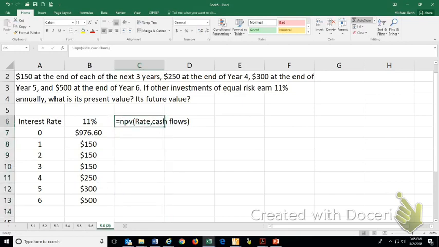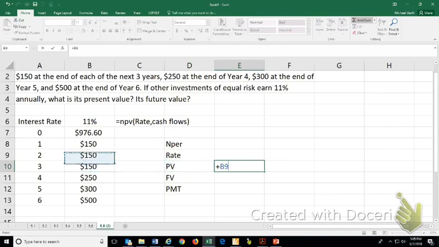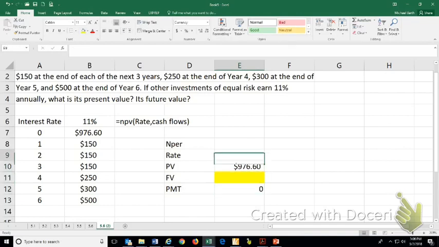So the simplest way to do this is to use the NPV function. Now, if I want to know what the future value is, that's not that difficult either. Number of periods, rate, PV, FV, payment. If I have something today that is worth $976, how much is that going to be worth in the future if I add no other payments?